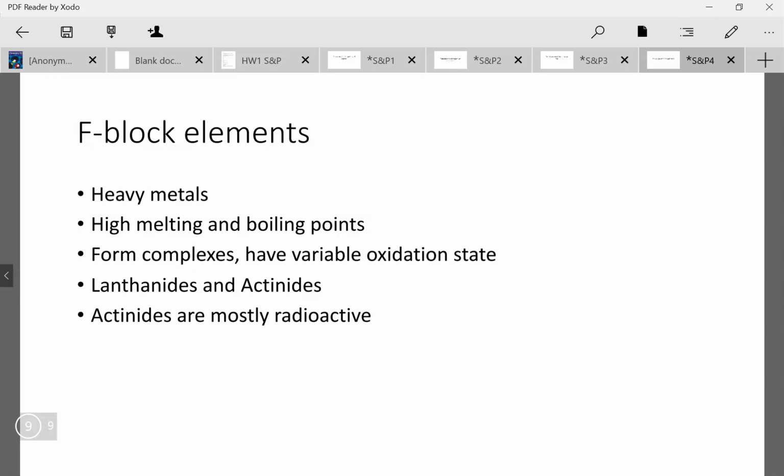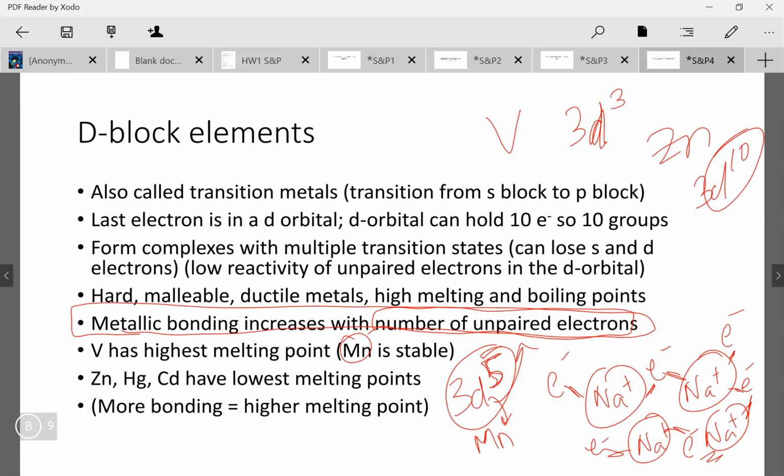You don't really have to know anything about the F block. They form complexes, they have variable oxidation states. I do have to say that they have multiple oxidation numbers because they can lose both their 4s and 3d electrons. For example, if we take iron, iron has 4s2, 3d6, I believe.